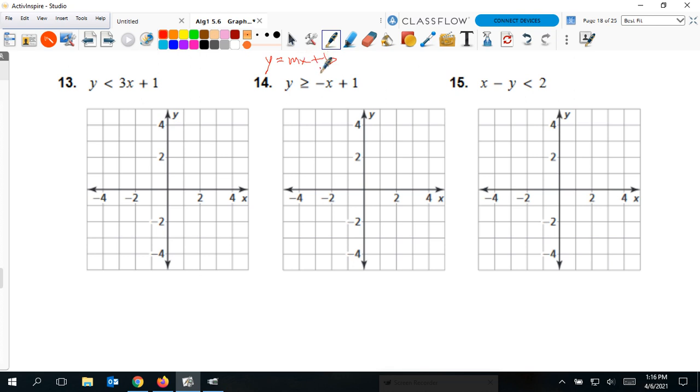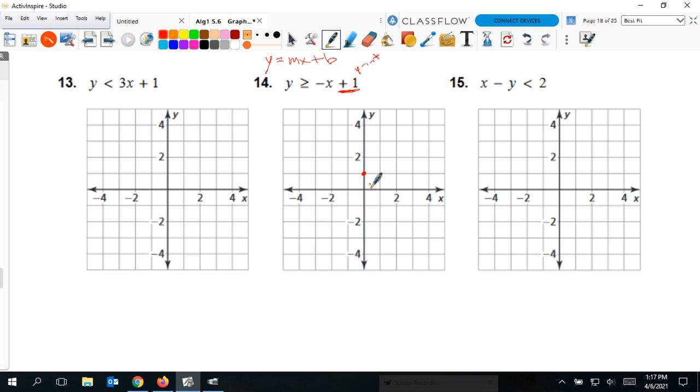So on this one, we're going to start with our y-intercept. Remember, the b is the y-intercept. So this is our starting point right here, is 1 on the y-axis. That point is the y-intercept, where it crosses the y-axis. So +1, we're going to put a point.